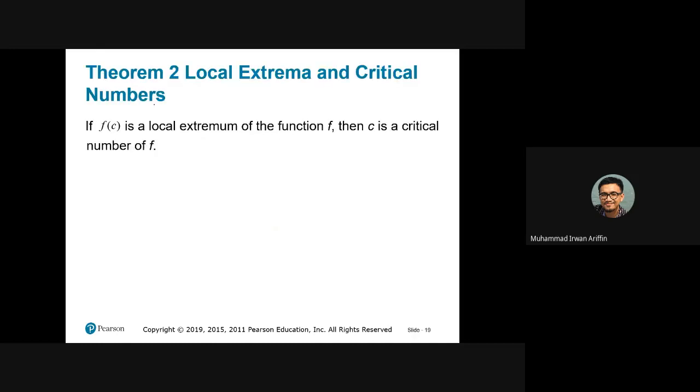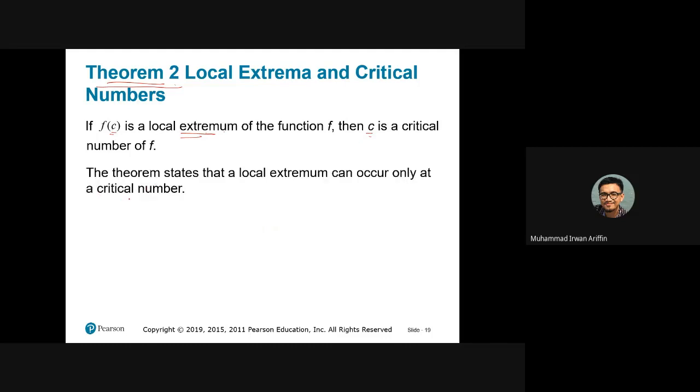So these give us Theorem 2, local extrema and critical numbers. If the function at c is a local extremum of the function f, then c is also a critical number of f. So when the function has a local extremum, that value of c is also a critical number. Theorem 2 basically states that a local extremum can only occur at a critical number.